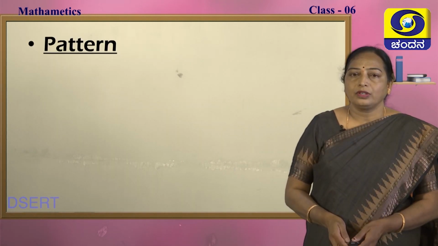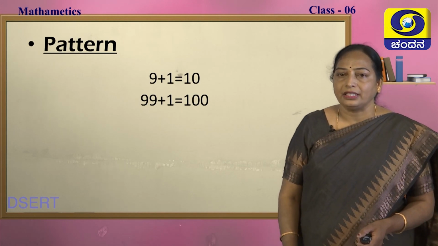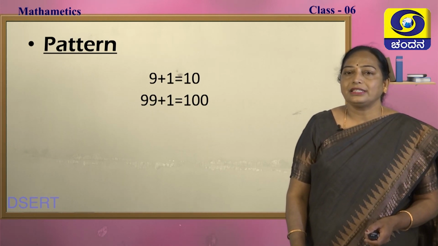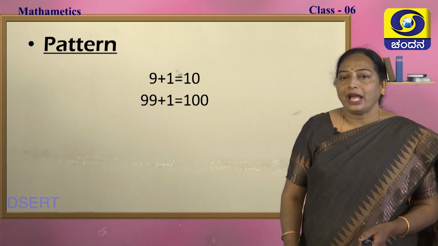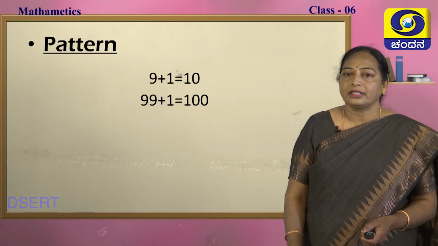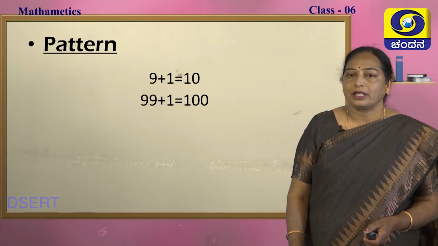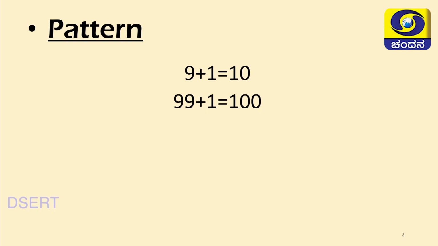Children, look at this pattern. 1 is added to 9, we get 10. So, a single digit number becomes a double digit number. When we add 1 to 99, we get 100. A double digit number becomes a 3 digit number. When we add 1 to 999, we get 1000.